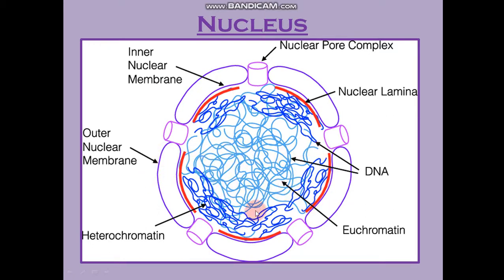The chromatin threads which are present inside the nucleus are of two types. You can see some are light blue colored and some are dark blue colored. These are very important to distinguish. The dark blue ones are heterochromatin, and the light blue ones are euchromatin. So these are the two types of chromatin that I am going to tell you now. Just listen to me. Important.